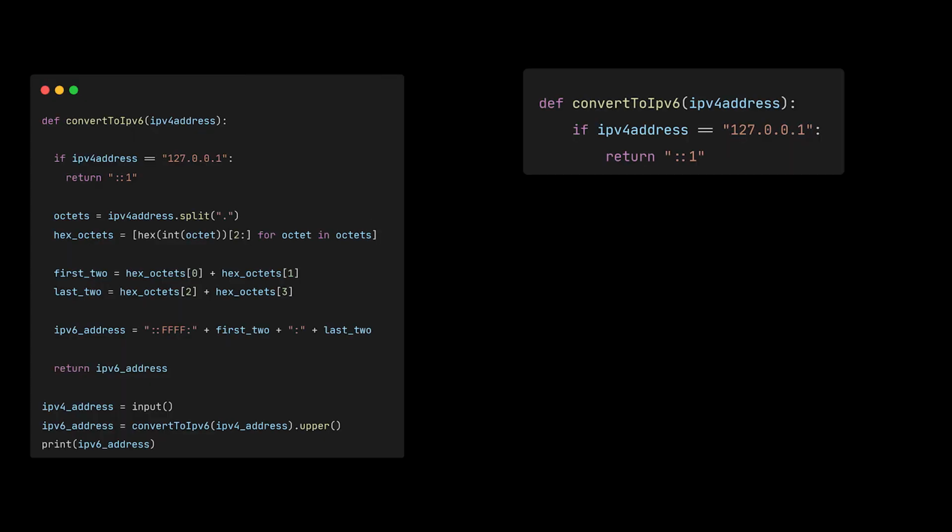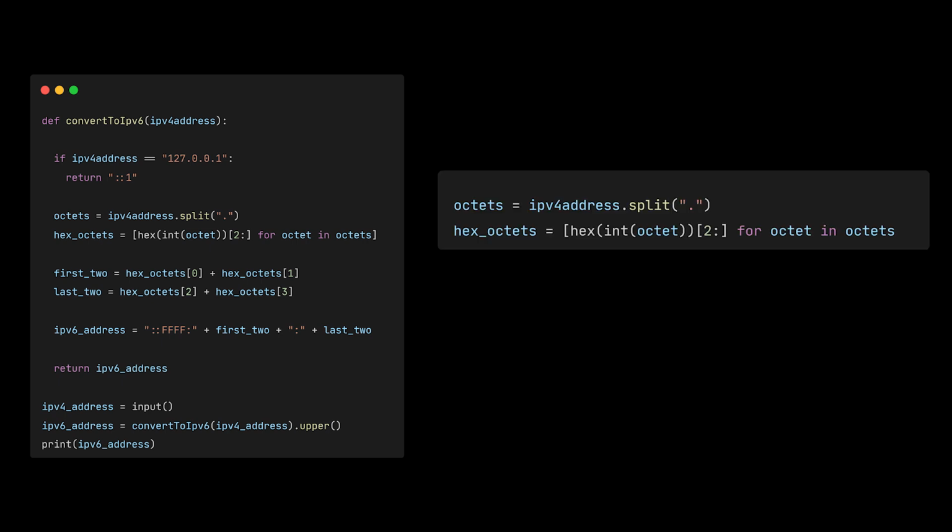We start with a function called convert to IPv6, which takes an IPv4 address as an argument. Now, one quick special case is for the loopback address, 127.0.0.1. In IPv6, the loopback address is represented by ::1. So if the input is 127.0.0.1, we just return ::1 right away. This special case was already mentioned in the question if you missed it.